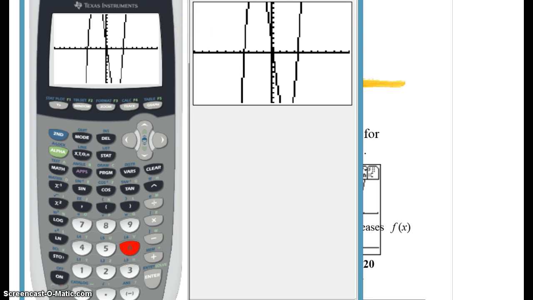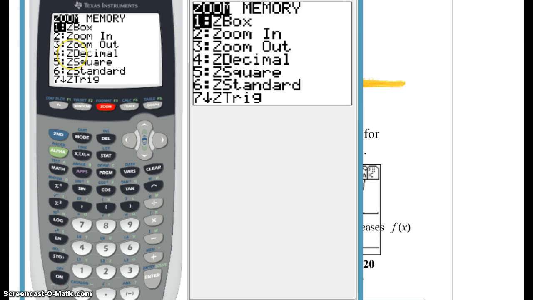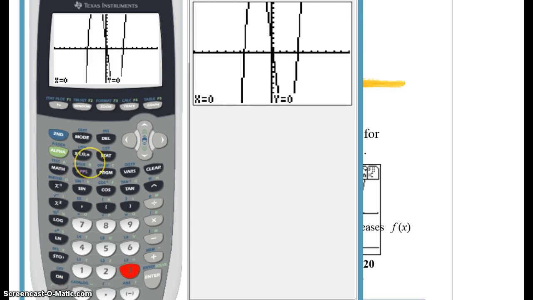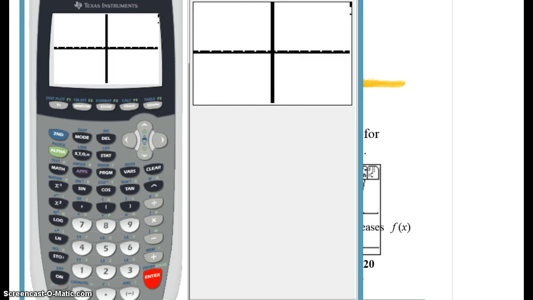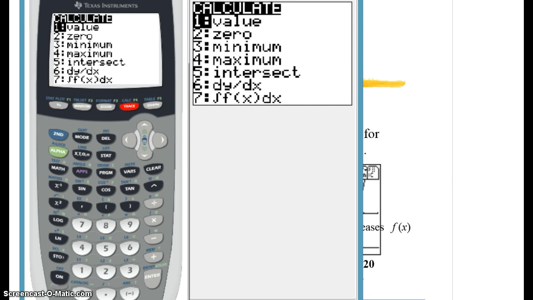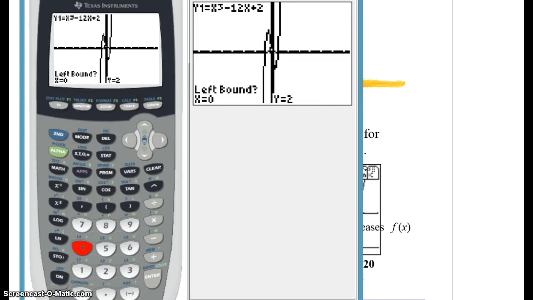Okay, I can't see the peaks on my screen, so why don't I zoom out, and I'm going to zoom out here at 0, 0, and then I'm going to see the peaks slightly better. So then what I want to do is use second and calc, and then use the minimum and maximum commands, options 3 and 4. So let's find the local max first, 4. So we pick option 4.